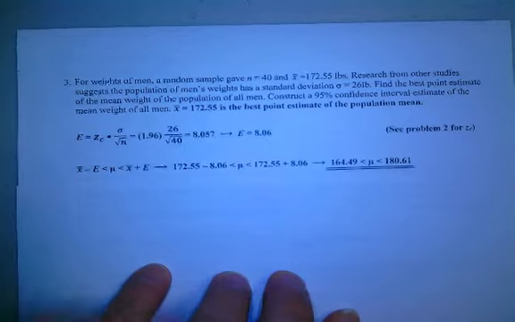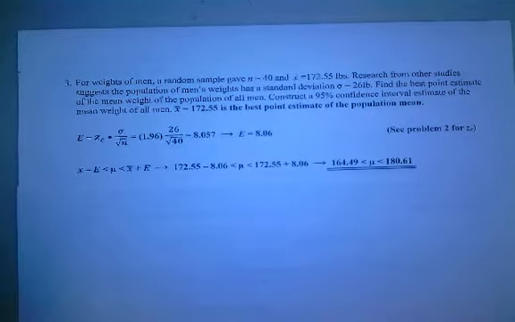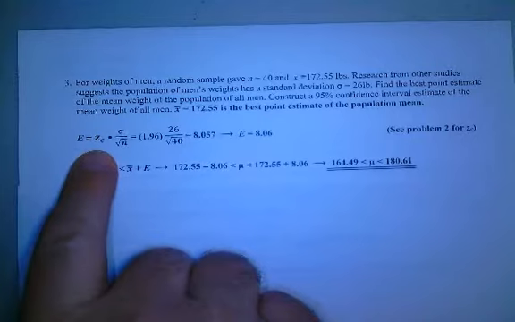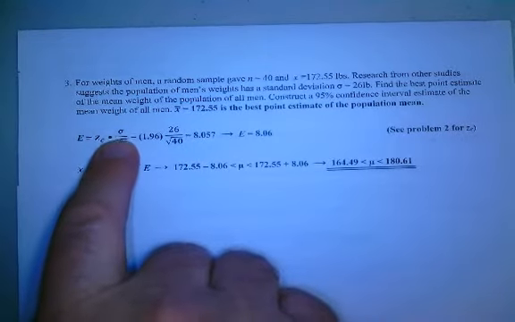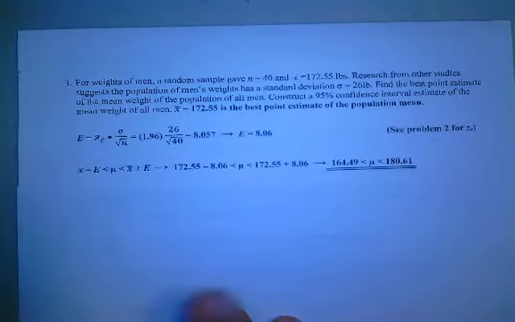First off, x bar equaling 172.55. That is the best point estimate of the population mean. That's going to be the center of our interval. Okay, now we need to find E, the margin of error. So that's going to be the critical z-score times the standard deviation over the square root of n.